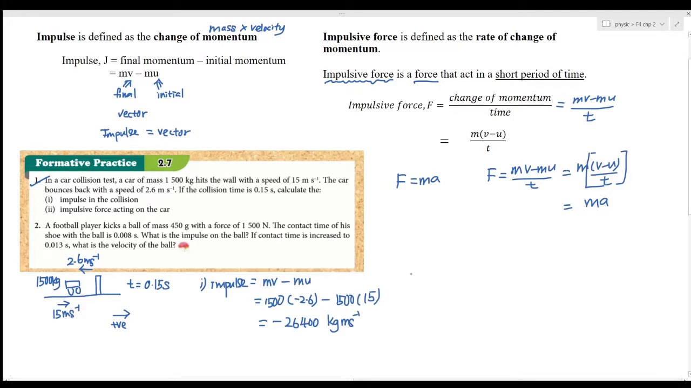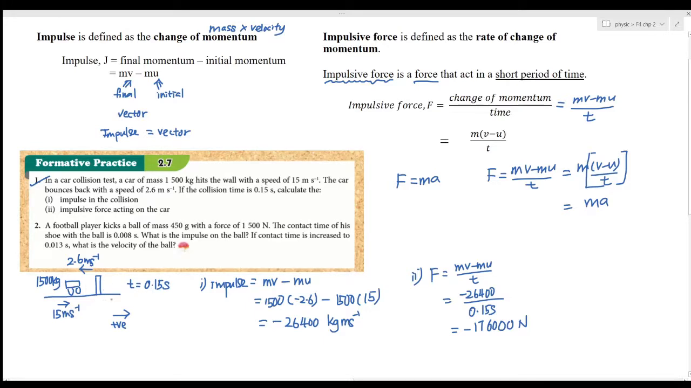So the second part, the impulsive force acting on the car. The impulsive force is the rate of change of momentum. Hence, we already found out the change of momentum and the time taken is 0.15 seconds. This is the impulsive force that will act on the car. You will notice that this force is quite huge, quite a big force acting on the car because it happened in a short period of time.